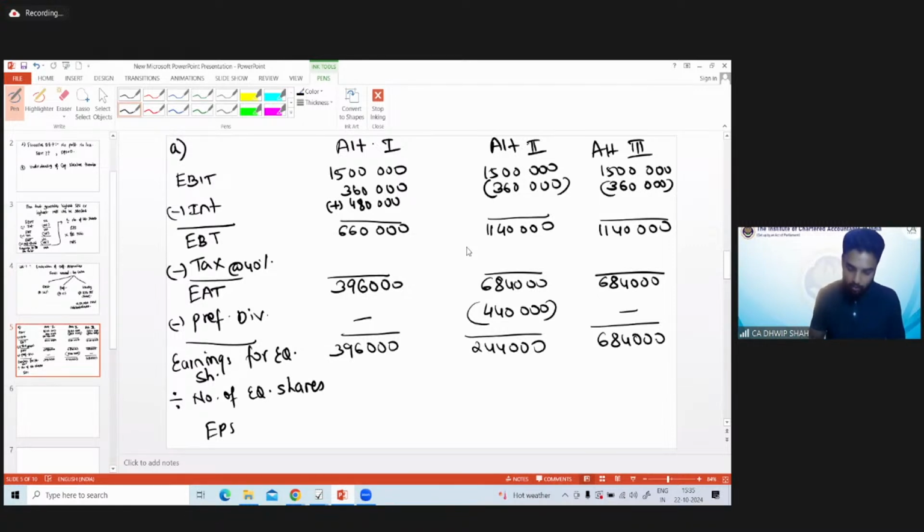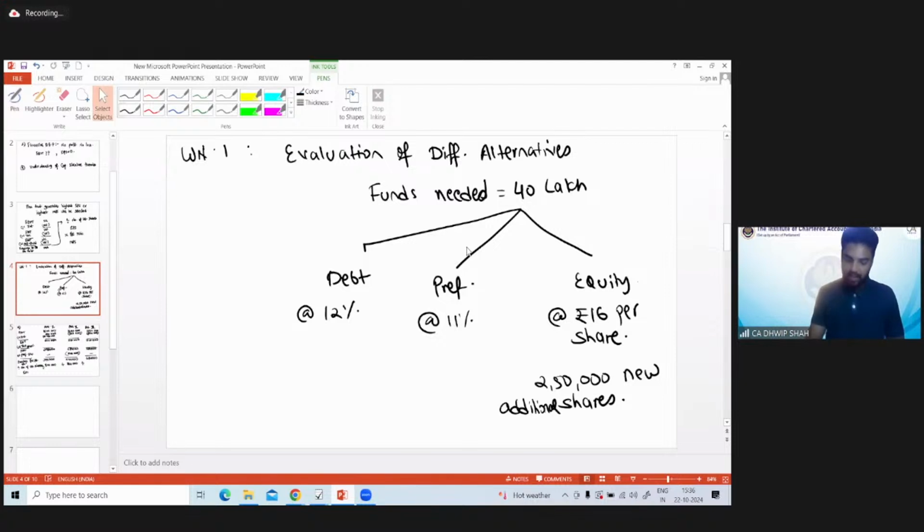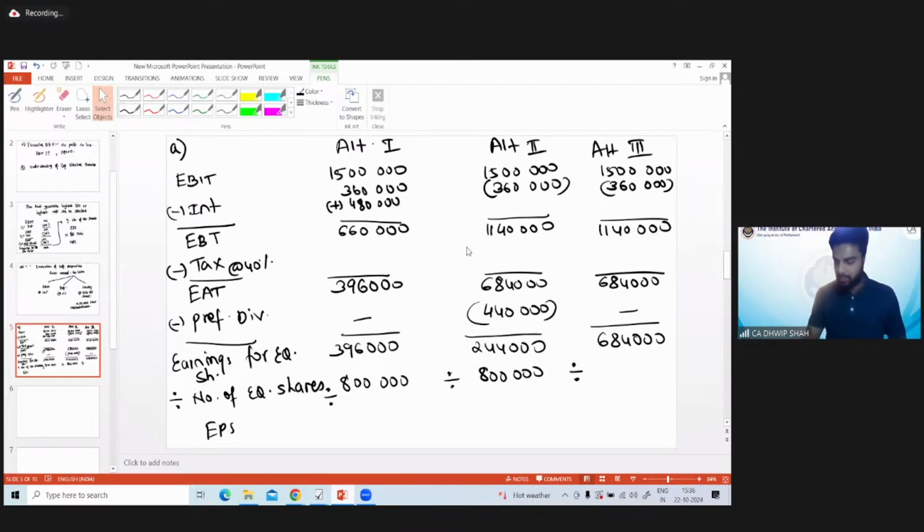Under alternative 1, my number of equity shares would be 8 lakh, correct? Only the existing ones. Under alternative 2, again it would be 8 lakh only because no new shares are issued. But under alternative 3, it would be 8 lakh existing and 250 additional or new equity shares. Correct? So 1050.